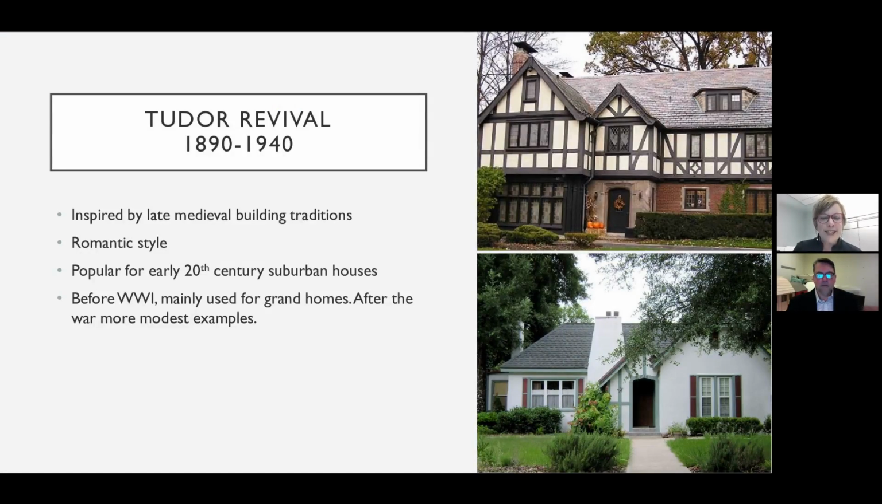Okay, so then on to the Tudor revival. So Tudor looked to medieval building traditions instead. So it's looking to medieval building traditions of England. You also get similar stylistic features in northern France. And so really looking there instead of the classical influence that we've seen in some of the other revivals. So it was a very romantic style, tied to that romantic movement in art and architecture.